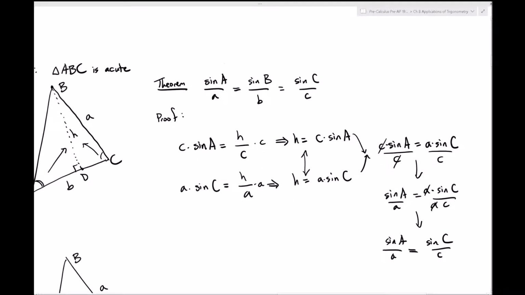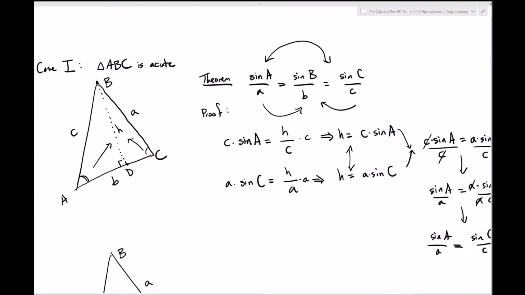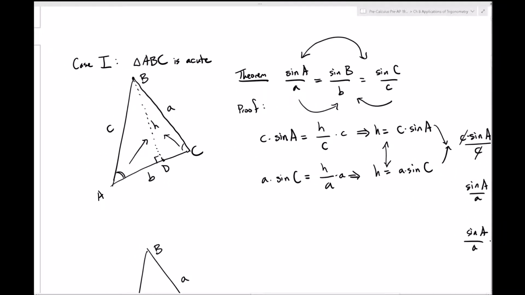And that's 2/3 of the proof. These two are equal to each other. Now, in order to complete the proof, I must show that one of these two is equal to sine of B over b. So one of those two must be equal to the middle one in order for us to complete the proof. Now we can do that easily by drawing my altitude from some other angle.